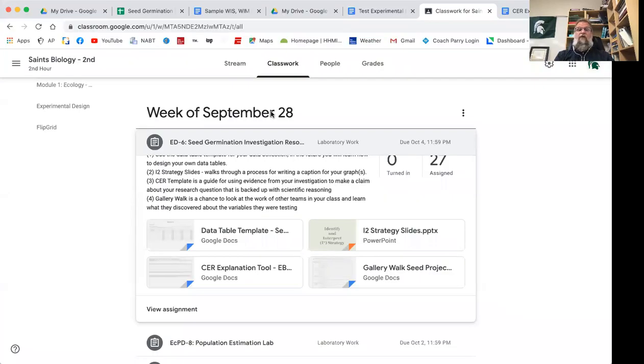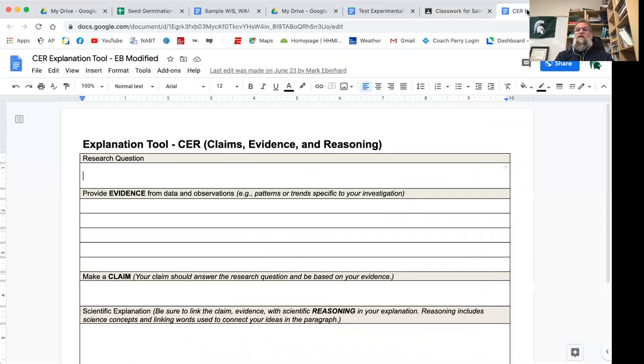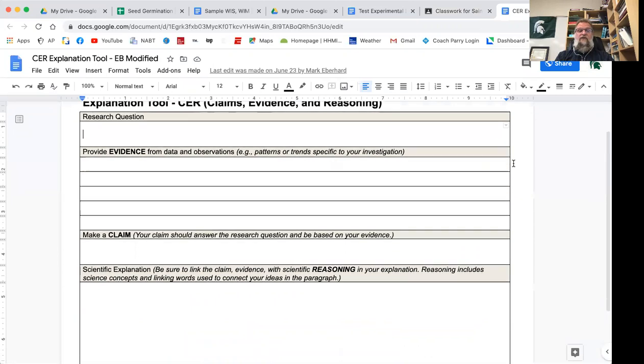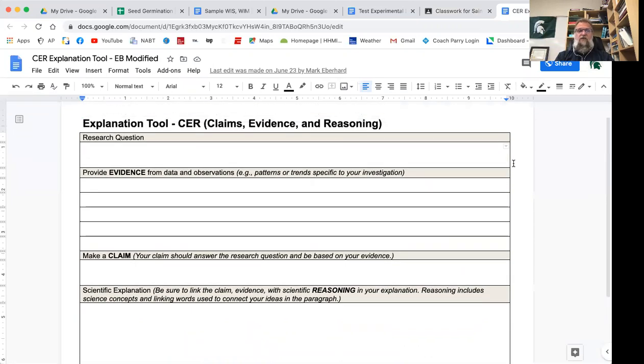So again, we're looking at week of September 28th. We're dealing with ED6, seed germination. Previous video, I explained the I-squared strategy. I'm now going into the CER tool. And this is what the CER explanation tool looks like. Simple form. You're going to see it has a little bit of overlap with the I-squared.